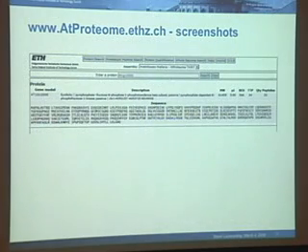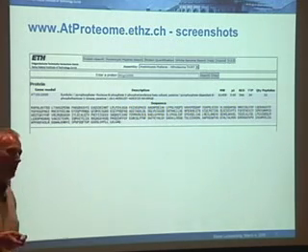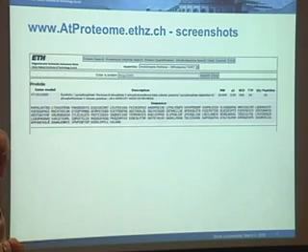All this information is now in a database that you can access. So if you go to atproteome.ethz.ch and type in your favorite protein or proteins, your protein will come up. So it's right there, the entire protein.